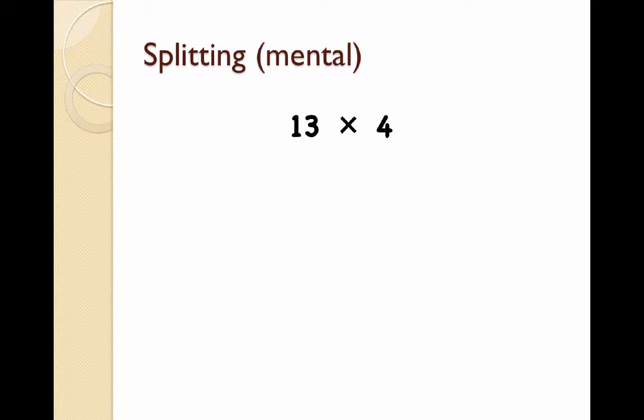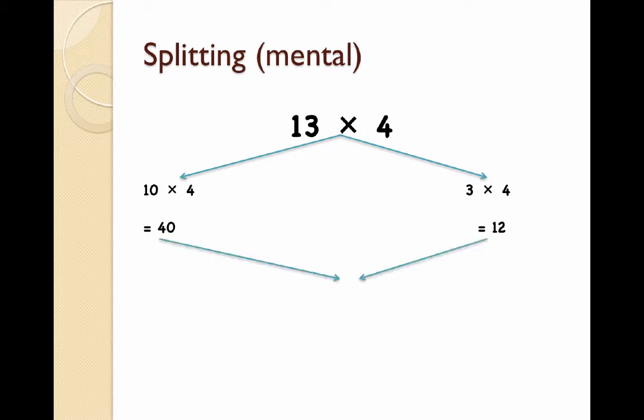13 times 4. I want to know what 13 fours are. If I put 13 fours in a row, added them all together, what would I get? Well, I'm going to take 10 of those fours, and I'm going to work out 3 of those fours, and I'm going to split them up. I do that because 10 lots of 4 is a pretty easy one to do. It's just 40. And 3 lots of 4 is 12. Altogether, that gives me 13 fours, which is 52.